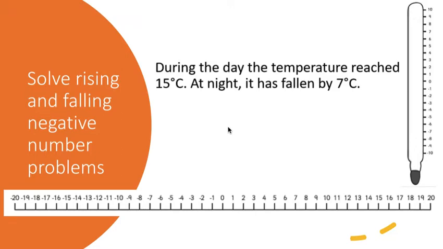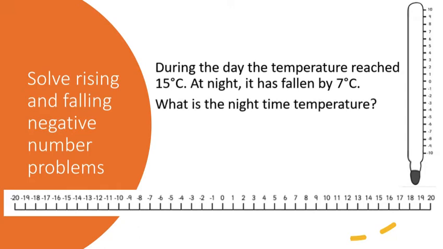Okay, during the day the temperature reached 15 degrees C. At night it has fallen by 7 degrees C. So during the day it was 15 degrees C. At night it has fallen by 7 degrees C. What is the nighttime temperature? Pause the video and have a go.